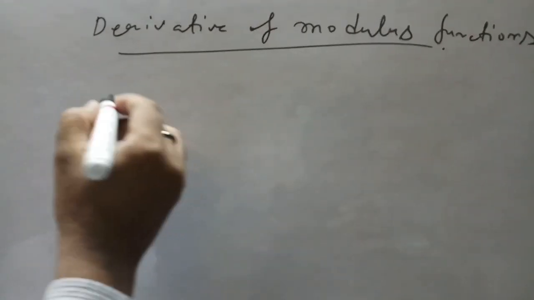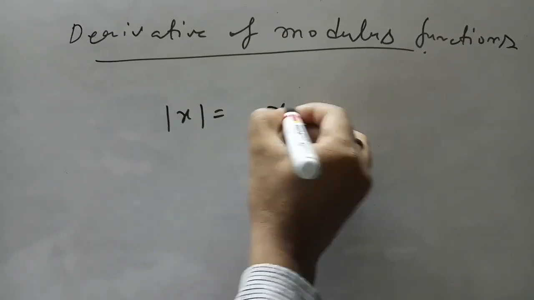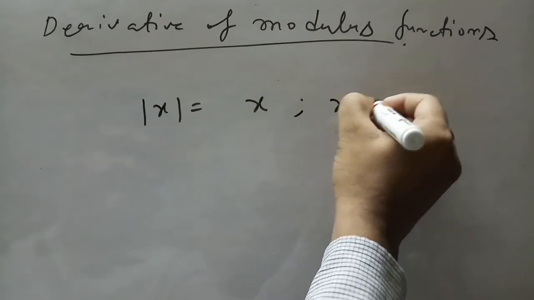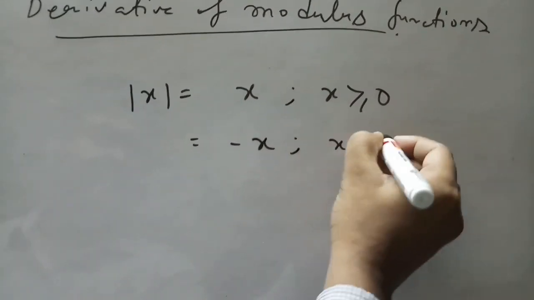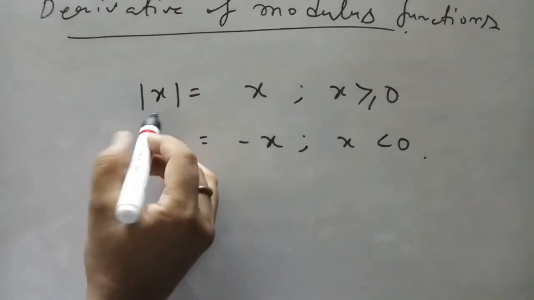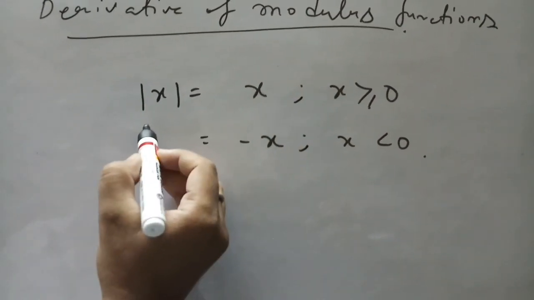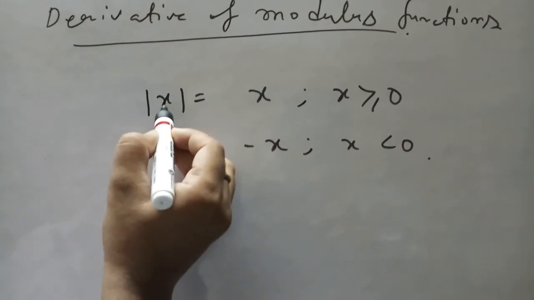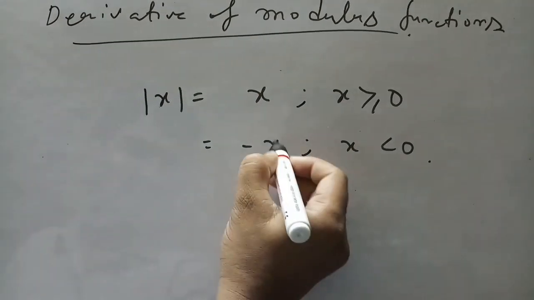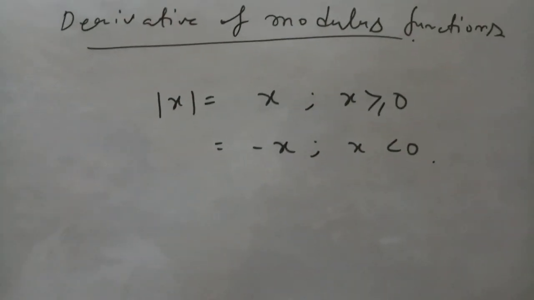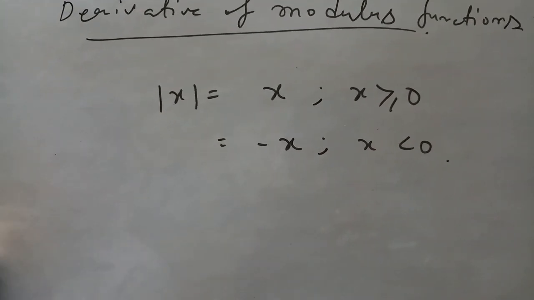First of all, we define the modulus function. Mod of x is equal to x when x is positive, and is minus x when x is negative. That is, if the value inside the mod is positive, then the result will be positive. If the value in the modulus function is negative, then the result will be minus this value. Now we will show this type of sum here.